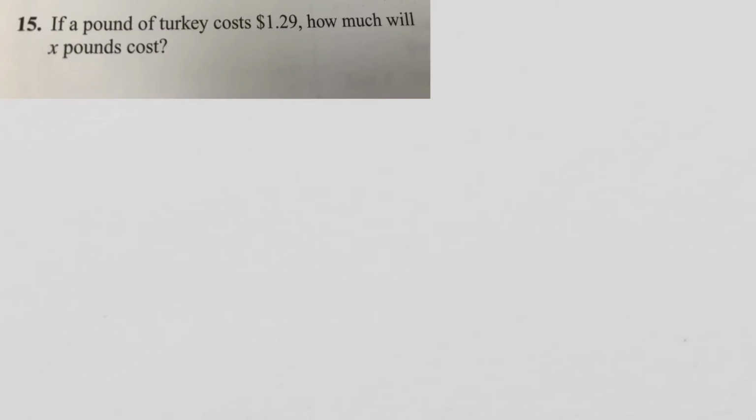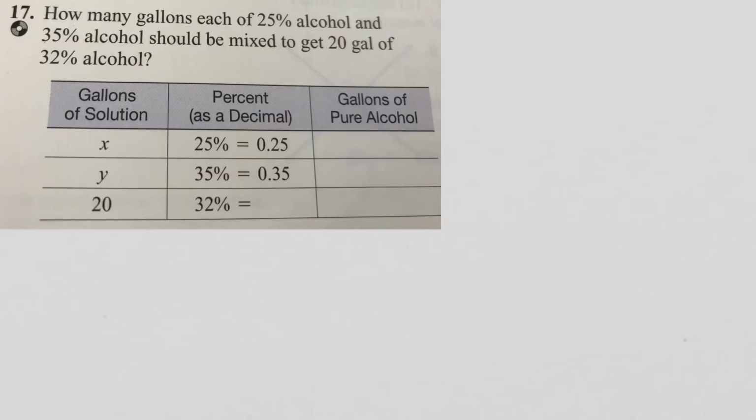If 1 pound of turkey costs $1.29, X pounds will cost X times that, or 1.29X. X gallons at 25% would be 0.25X of pure. Y gallons at 35% would be 0.35Y. And this is 0.32, so this would be 20 times 0.32, which would be 6.4 gallons of pure alcohol.